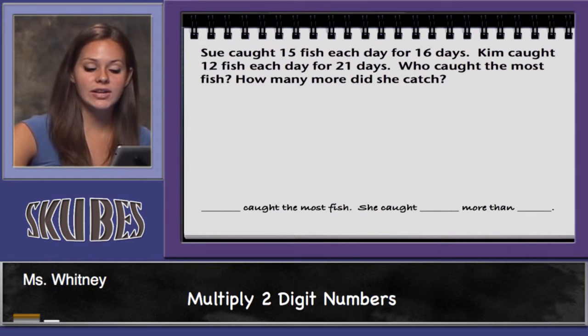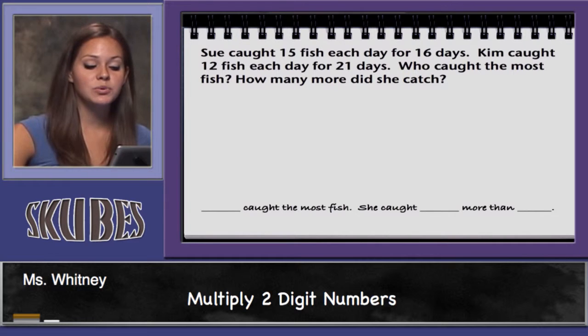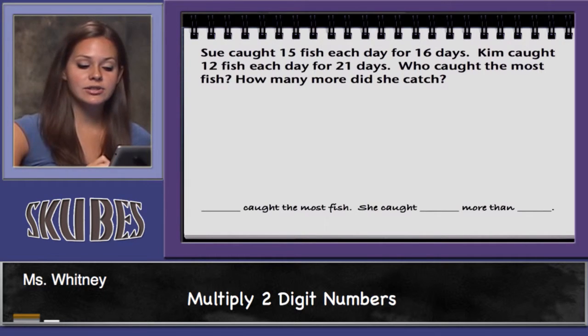Now let's solve a problem. Sue caught 15 fish each day for 16 days. Kim caught 12 fish each day for 21 days. Who caught the most fish? How many more did she catch?